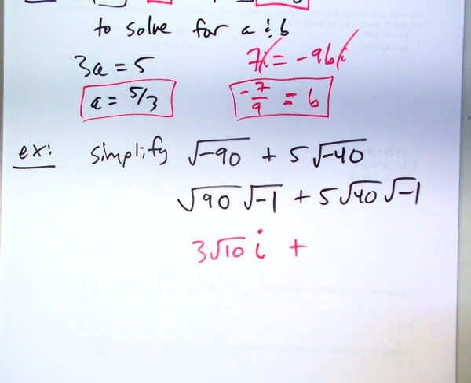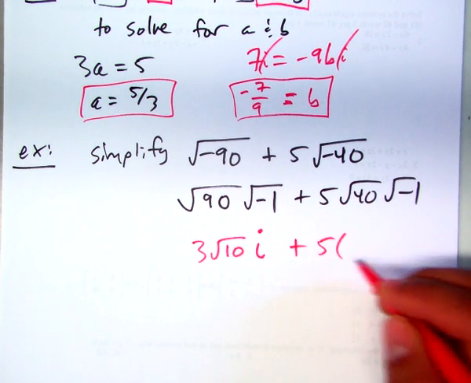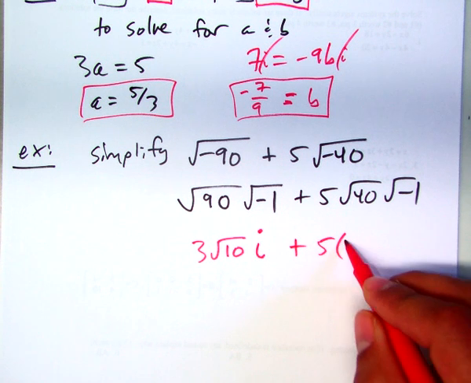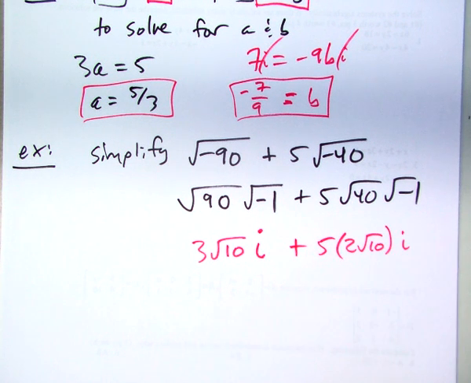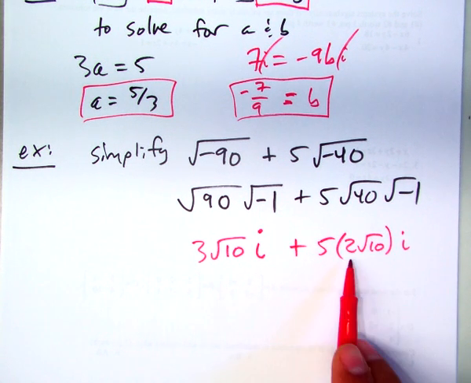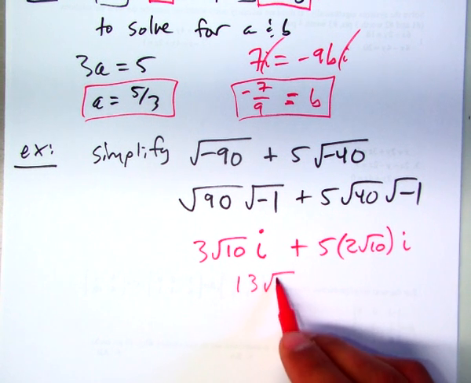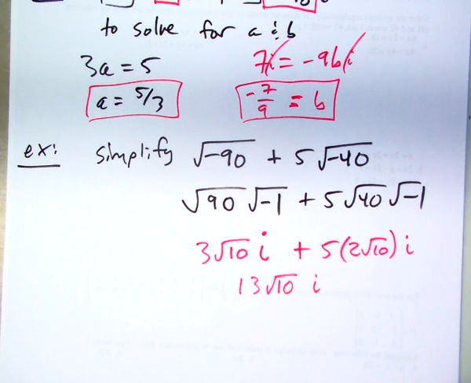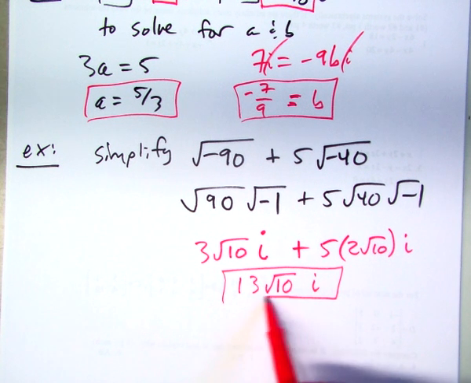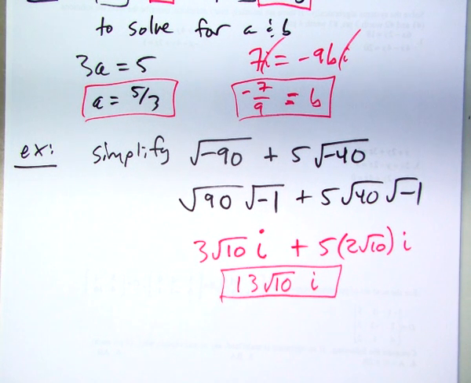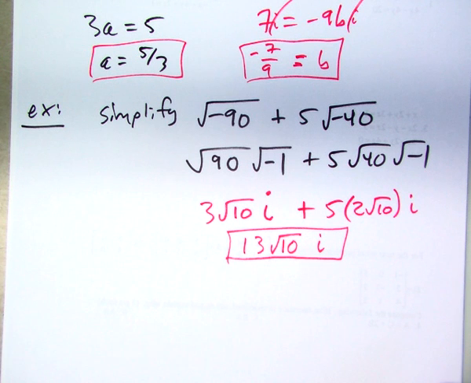Plus 5, what's root 40? 2 root 10. So we have 3 root 10 plus 10 root 10. That's 13 root 10. And since they are both imaginary, we can combine them to make 13 root 10 times i. Easy, right? Do we need more examples of roots? Nope.